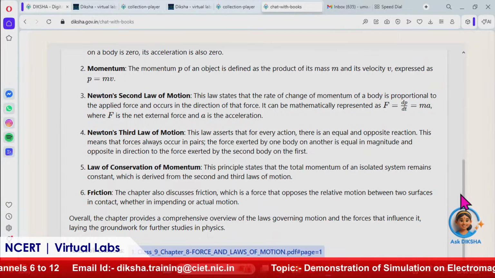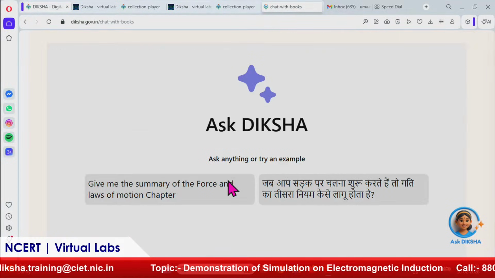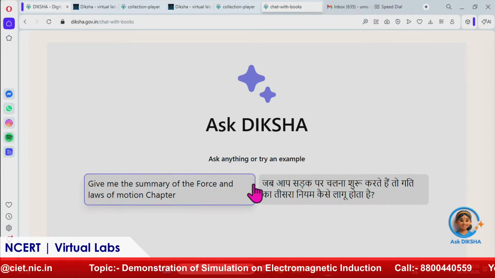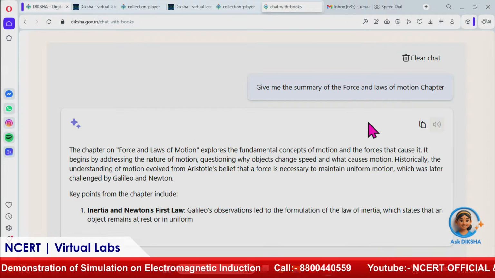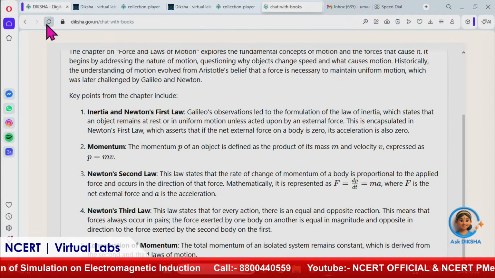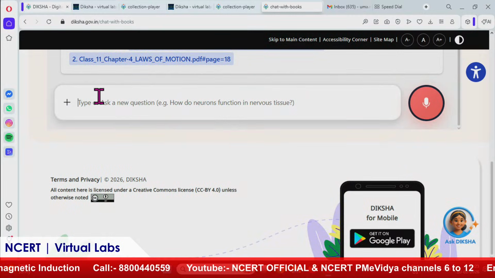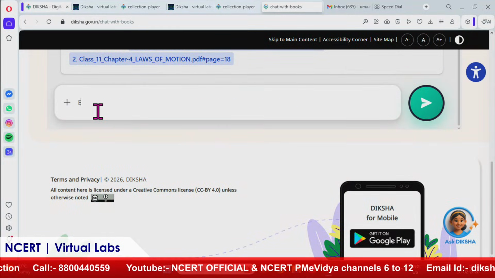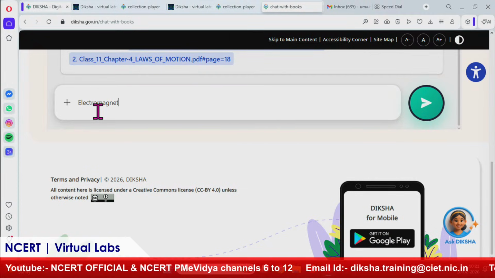They can ask multiple questions, and clear the chat, just like ChatGPT. So this is one of the features. Right now I think I have to reload it, it is taking the same answer. We can type here, what is electromagnetic induction. Electromagnetic induction.